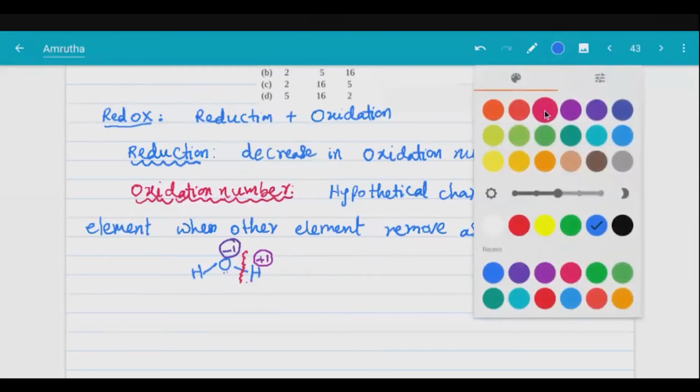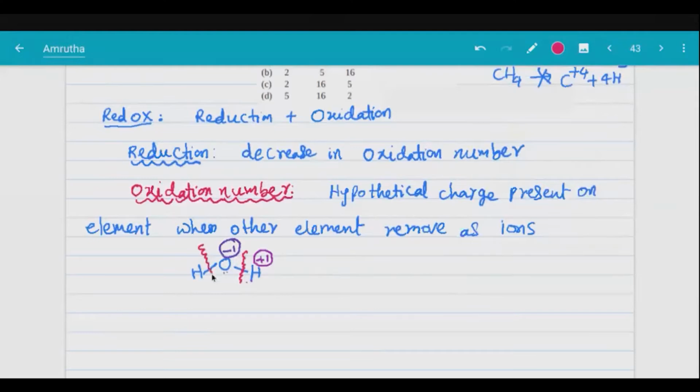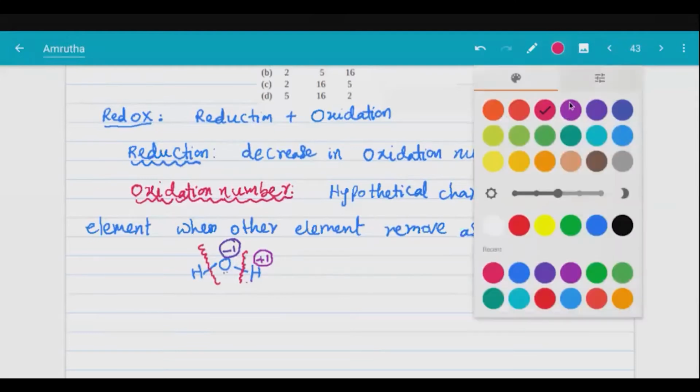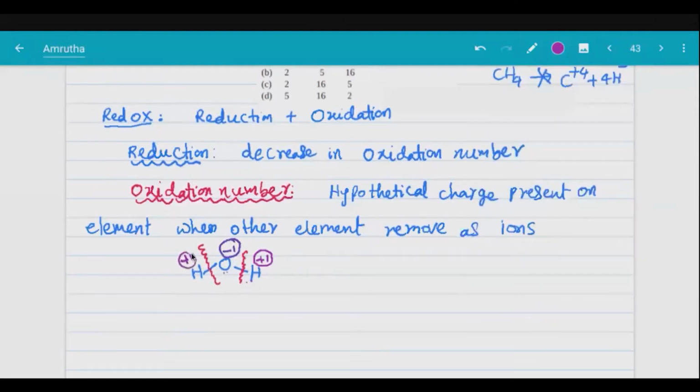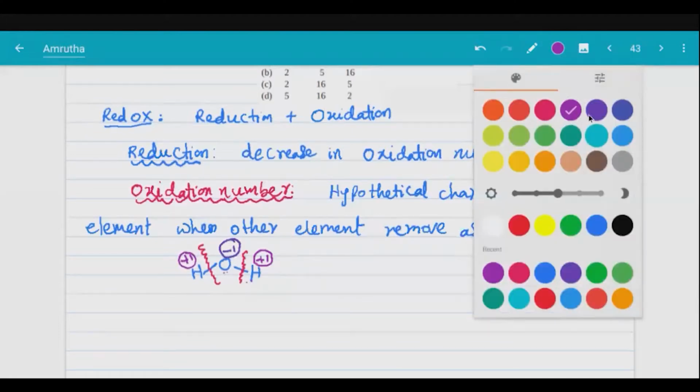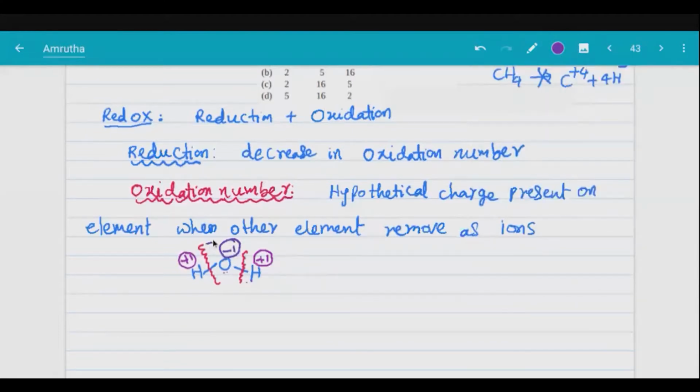Now I'll break all other atoms, hypothetical breaking. The next atom is again +1, and this will increase the charge further, so this will now be -1. So what is the charge on oxygen? This is just a hypothetical charge. We are not saying it is giving O minus 2. So the charge on oxygen is -2 in water.